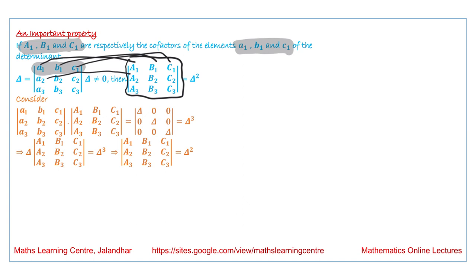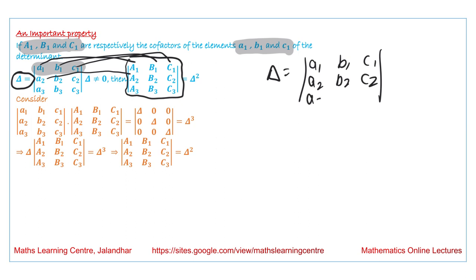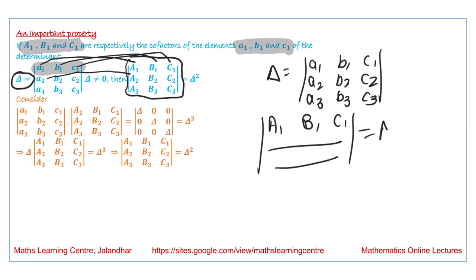So our property says that if we say delta is equal to the determinant of A1, B1, C1, A2, B2, C2 and A3, B3, C3, then the determinant formed by the corresponding cofactors will be equal to delta square. It means if the determinant of this matrix is 5, then the determinant of the matrix with the cofactors will be 25.